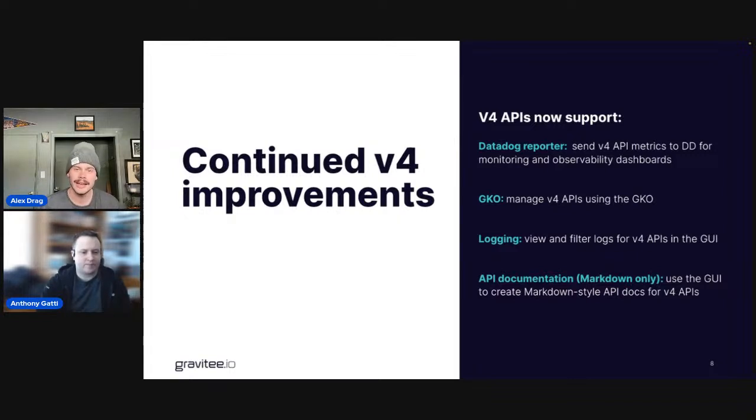There's logging, so you can view and filter logs for V4 APIs in the GUI, which is a big deal, given that that's something most folks want to be using their API management platform for. And API documentation. It's only Markdown today, but you can use the GUI whilst creating Gravitee V4 APIs to create Markdown style API documentation, which is super useful when you're putting your APIs in something like the developer portal, which I believe that Anthony will be showing us in just a minute here.